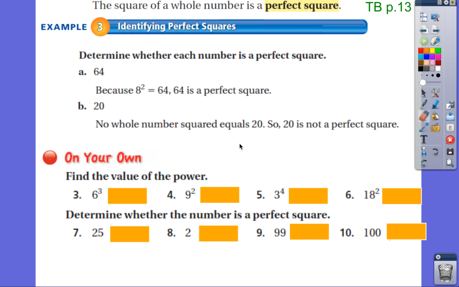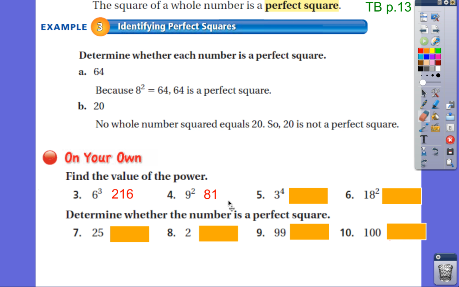We are now going to correct the problems that you completed on your own at the bottom of the textbook, page 13. Problem 3. First set of problems, you had to find the values of the power. So problem 3, we have 6 to the third power. That means 6 times 6 times 6. It gives us an answer of 216.